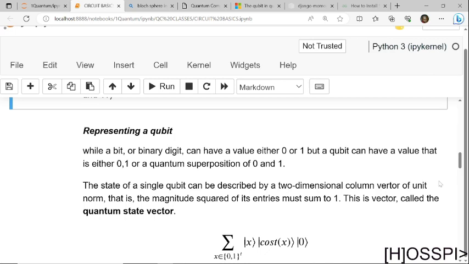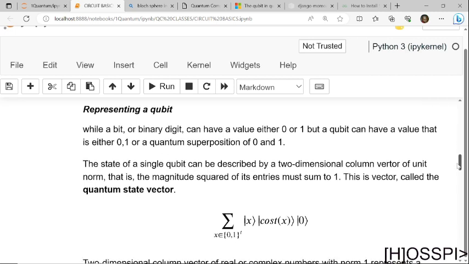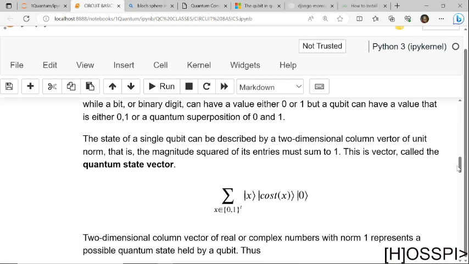Very fast computer. The state of a single qubit can be described by a two-dimensional column vector of unit norm, that is, the magnitude squared of the entries must sum to one. So now we are talking of the two-dimensional column vectors of unit norm that define the qubit. This vector is called the quantum state vector.